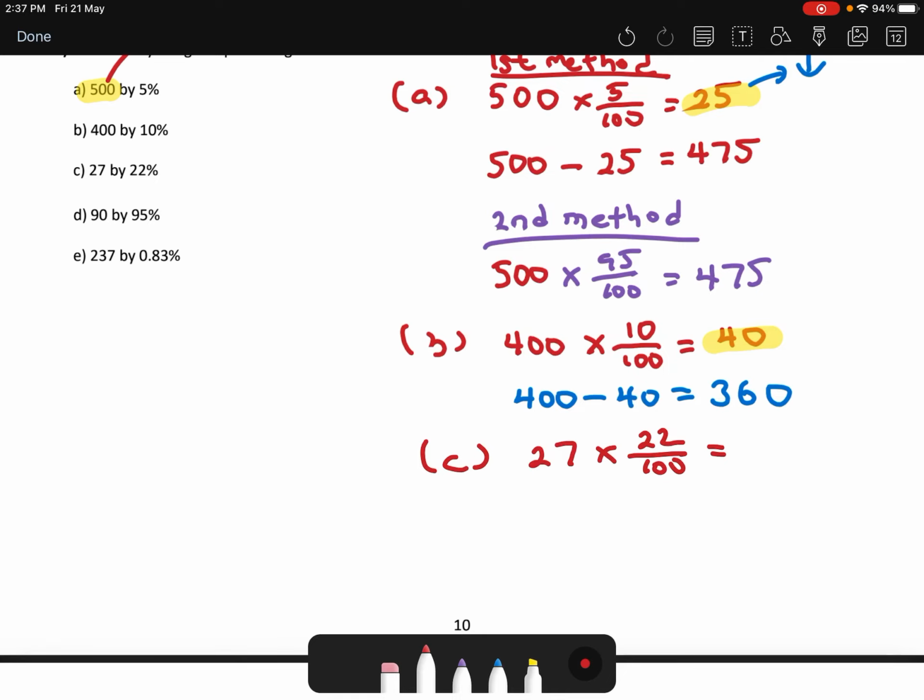So you should get about 5.94. So 27, you simply just minus away 5.94. Okay, so minus 5.94, you should get about 21.06. Okay, 21. So we just round it off to 21.1.